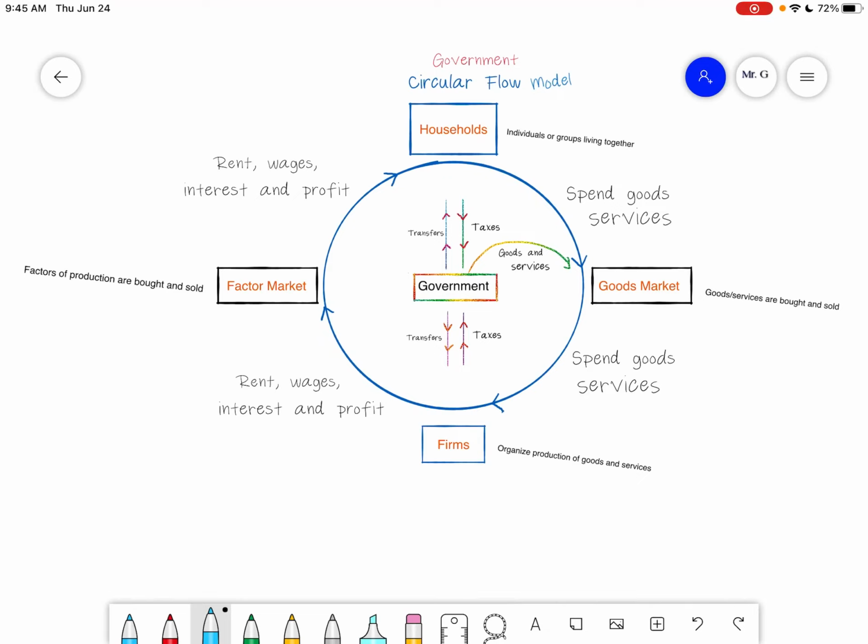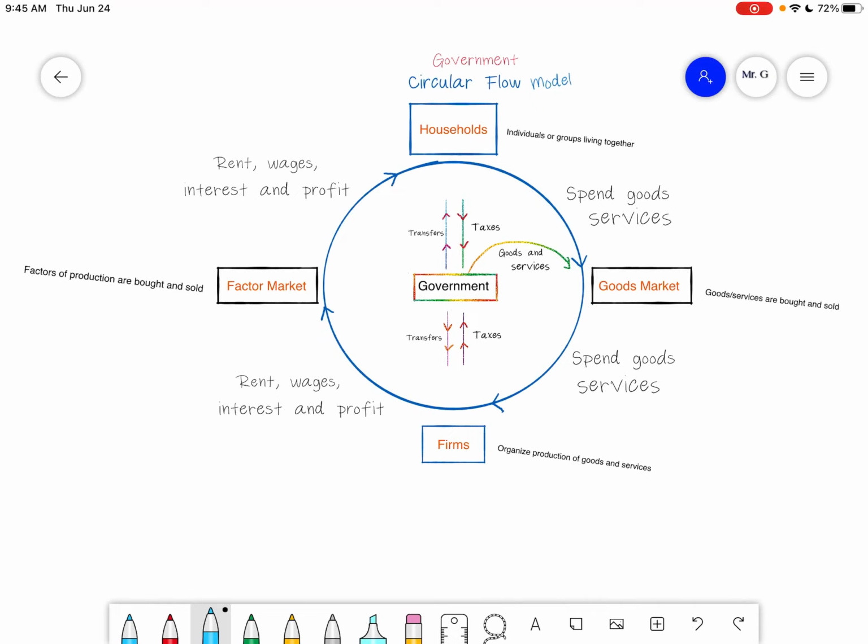In the last video, we talked about the circular flow model, and now we're slightly adding on to it by adding the government into it to see how the government works in this whole model, because of course they're not a household, they're not a business. Where does the government fit in this model? And you can see they fit right in the middle there.